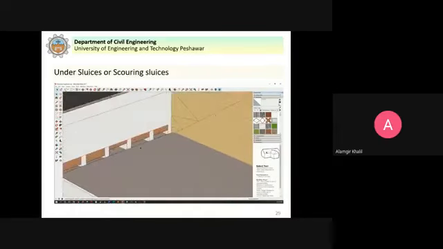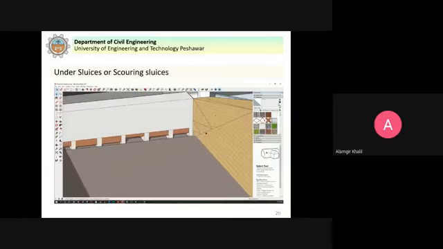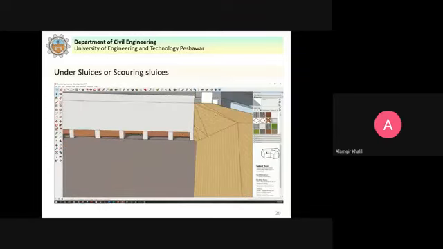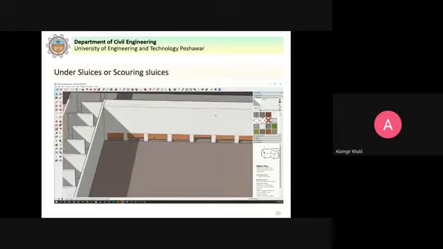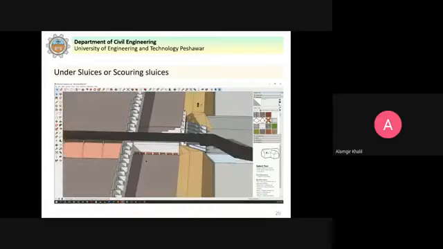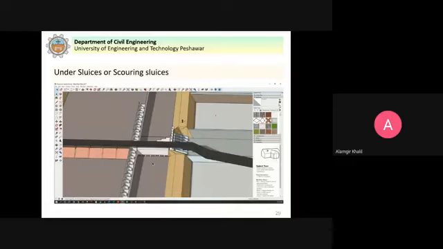You can see here these are under sluice gates. When these are open, the silt can be flushed downstream. These are under sluices.